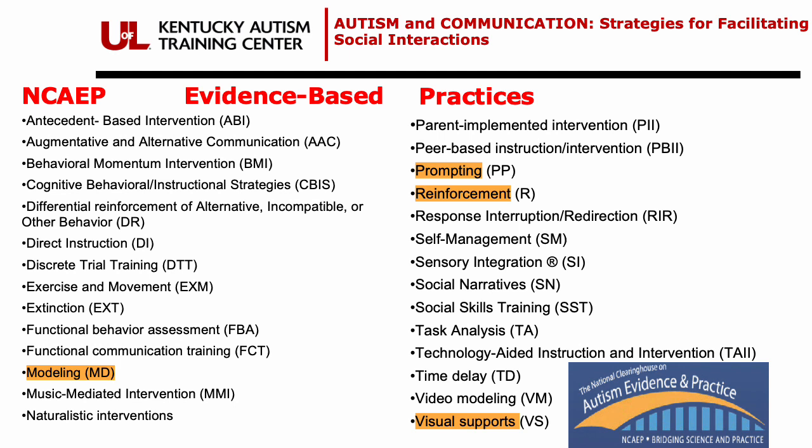Let's take a look at the basic definitions for these strategies. The highlighted practices will be explained and some videos viewed so that families and professionals can better understand four practices that would build social interaction skills for persons with autism. First, modeling is included. This is a practice that helps the person with autism to learn from watching another person perform an activity or skill correctly, such as conversational turn-taking.